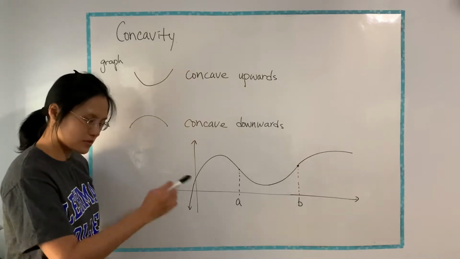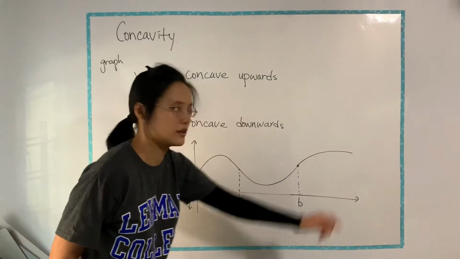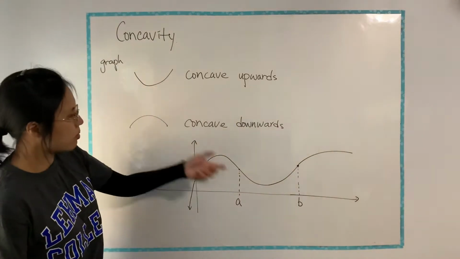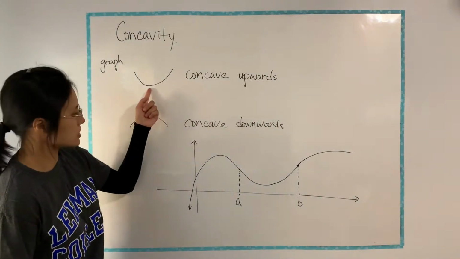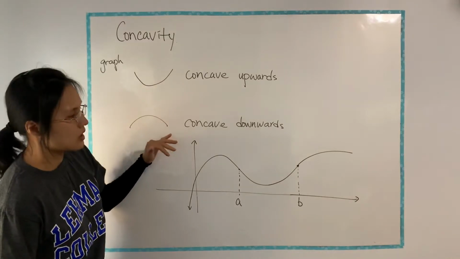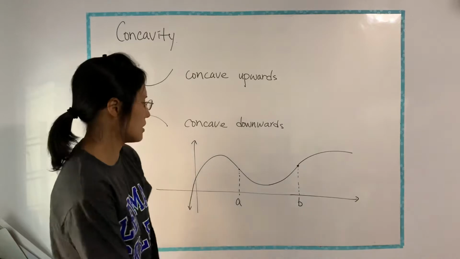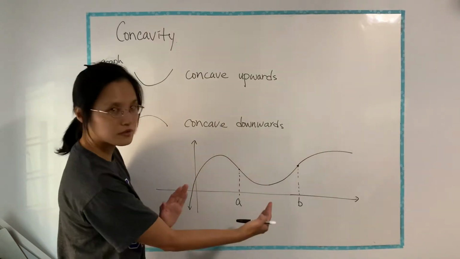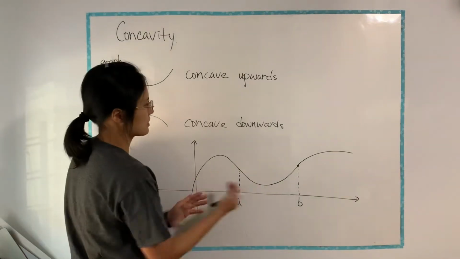So oftentimes the graph can look complicated. For example, it goes up and down like that. In this case, you see part of the curve, for example this part, is concave upwards, and this part is concave downwards. So we oftentimes need to be more precise and say on what interval the curve is concave up, or on what interval the curve is concave down.